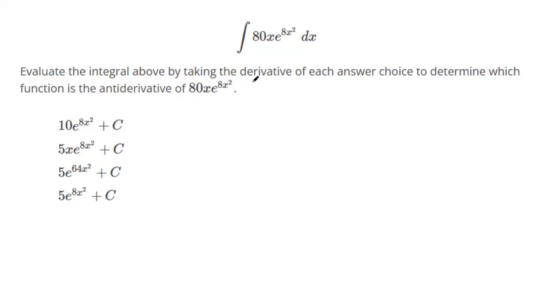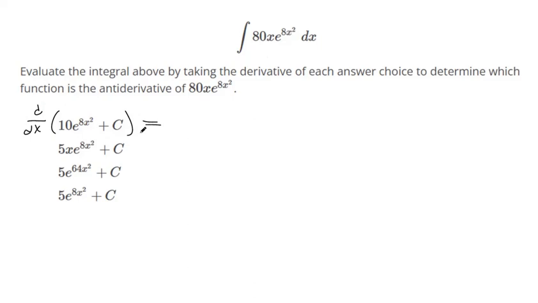Evaluate the integral above by taking the derivative of each answer to see which one matches here. So the textbook's trying to get us to start with antiderivatives. All an antiderivative is, it's something whose derivative can be the original function that you're given. So if one of these is the antiderivative of this function, we should be able to take a derivative and it should turn into this.